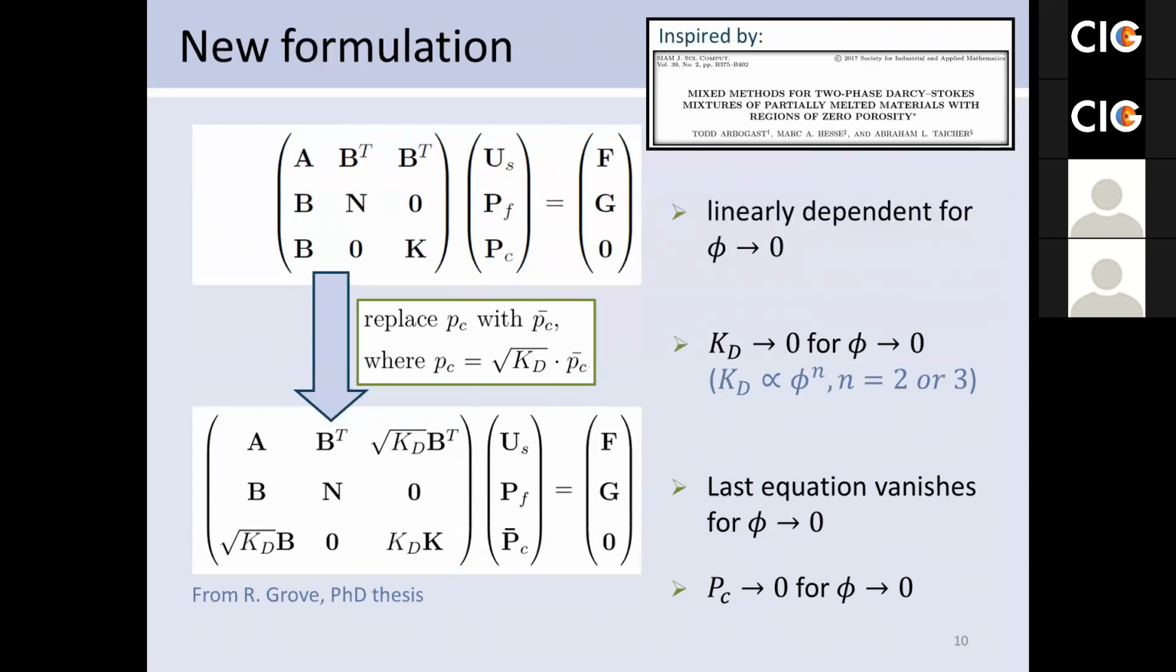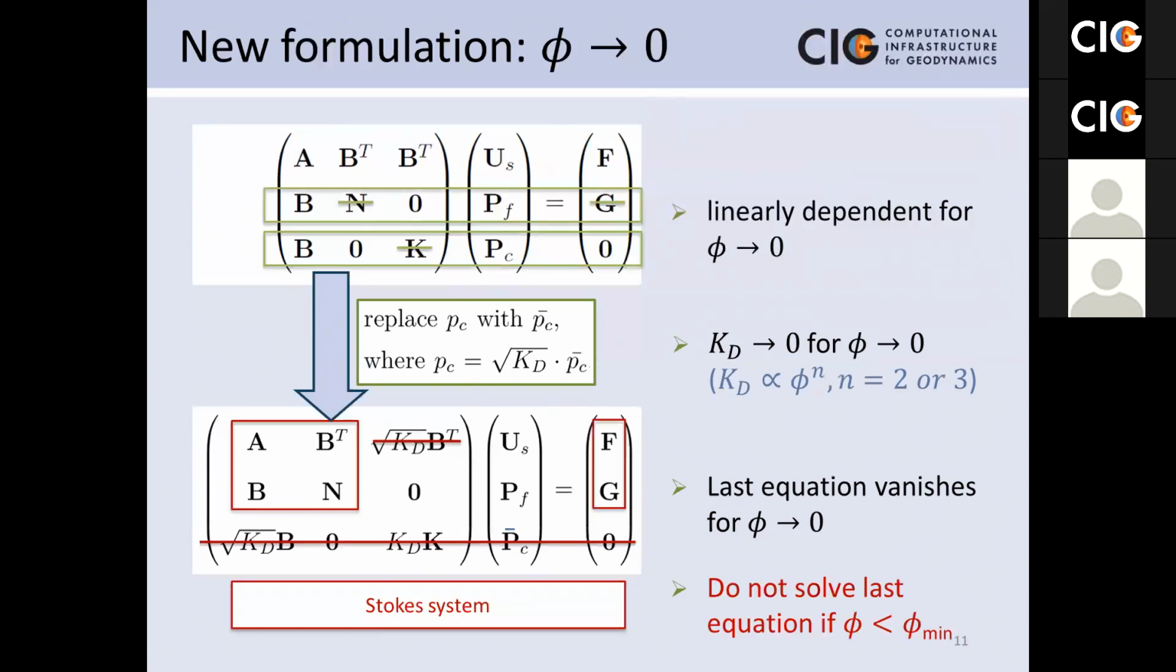So now let's look at what that does to our linear system for 0 porosity. In this case, we have this new linear system that has these scaling factors here. And also we multiplied the last equation by square root of KD to keep the linear system symmetric. And so now if the porosity is 0, all of these terms with square root of KD are also 0. And that means that the last equation vanishes completely. So the last equation is just 0 equals 0, and we don't have to solve it anymore.